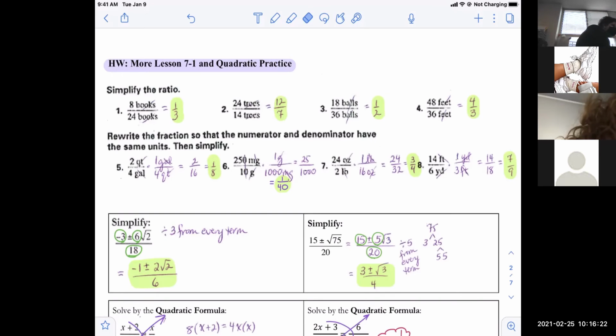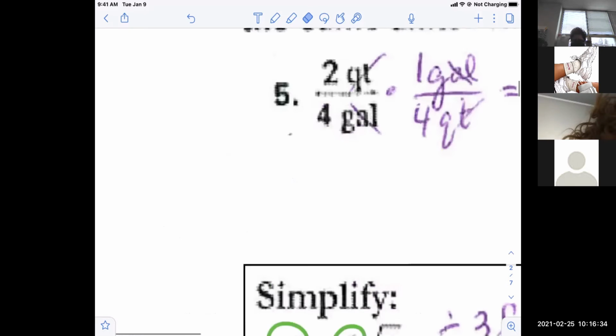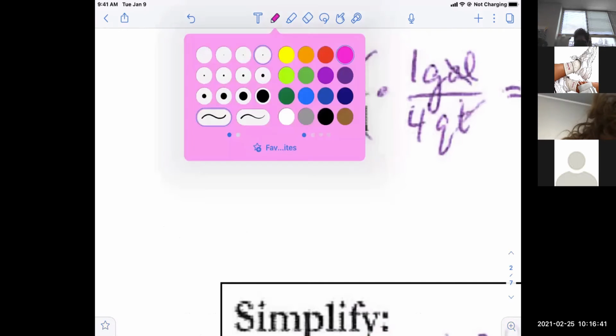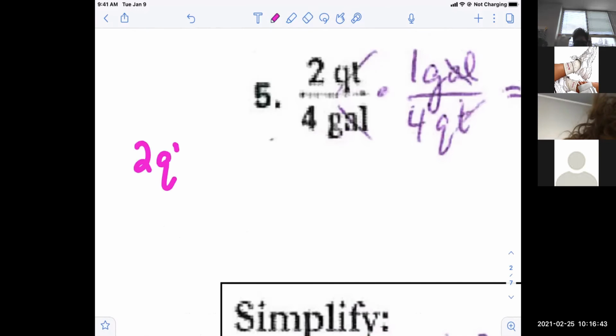So you really don't care which ones you want? Yeah. Okay, so for example, when you start this one, since you're doing 2 quarts to 4 gallons, you need the conversion between quarts and gallons.